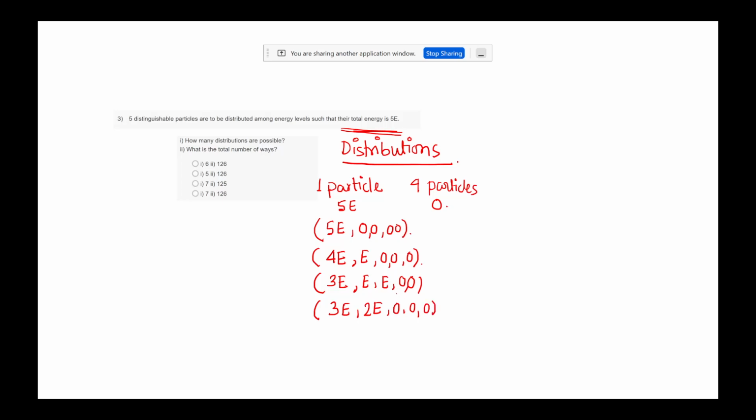Again, any other? 2e, 2e, e, 0, 0. Any other? e, 2e, e, e. Mugilan, you are saying something, please say. One e for each, e, e, e, e, e. Yes, that is another possibility. Any other?